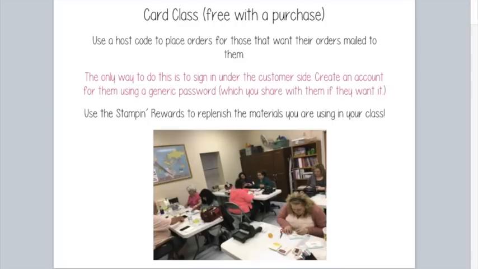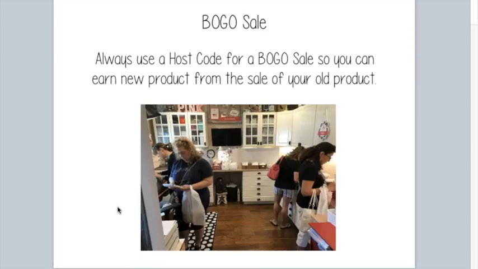All right, so next is a BOGO sale. Whenever I have my BOGO sales, which is usually in June, I time it around a new catalog. I get all my retired stuff and price it at full price, and they come and shop all my stuff and get it for free with an equal order from the catalog. So I put their orders in using that host code.